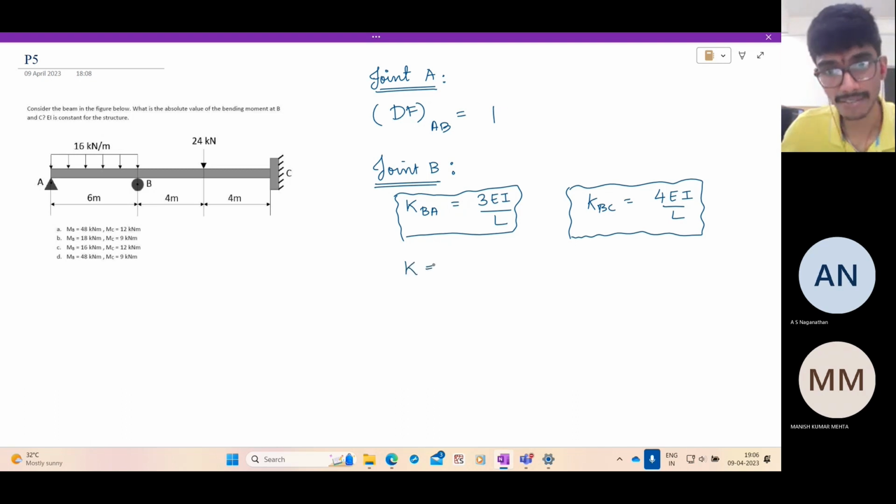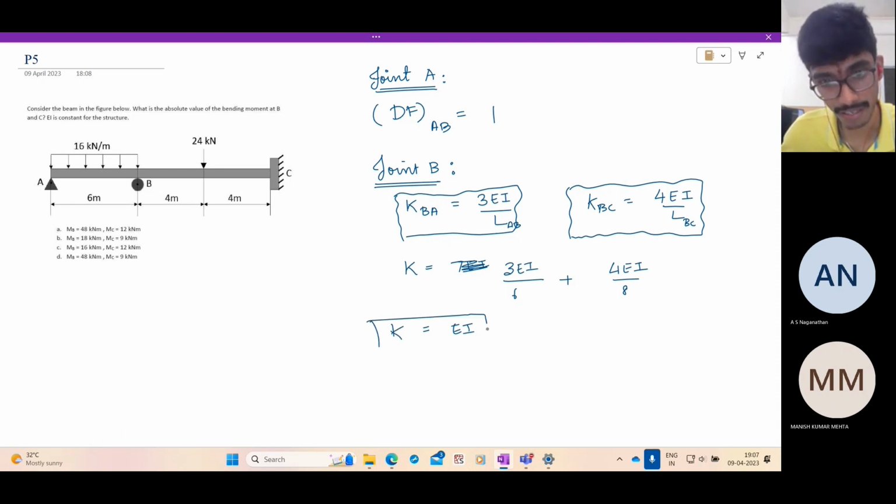So what is the total joint stiffness? It is 3EI by LAB plus 4EI by LBC, since the lengths are not the same. Let us substitute the values: 3EI by LAB, which is 6, plus 4EI by LBC, which is 8. We get 0.5 EI plus 0.5 EI, which is EI. So the joint stiffness is EI, KBA is 0.5 EI, and KBC is 0.5 EI.